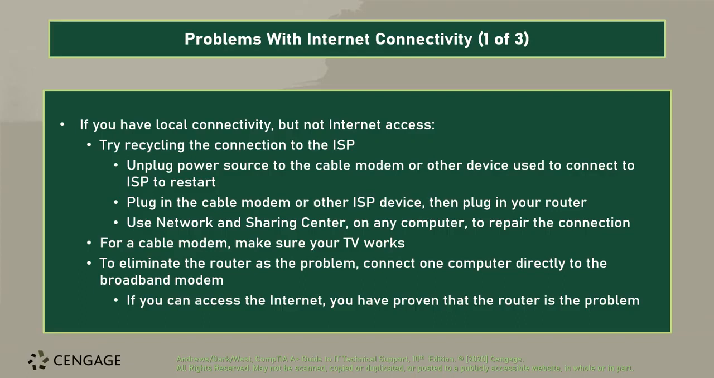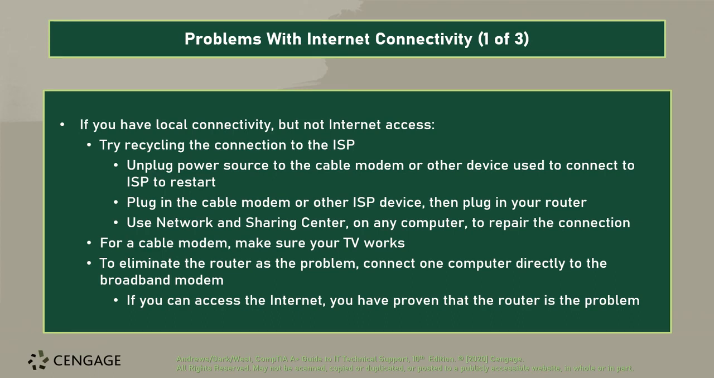If you have a cable modem and you have other services from your cable provider, make sure your TV works, or make sure that your home phone, if it's done through VoIP or things like that, will also work. Basically, what we're trying to do is make sure that we're not missing something obvious when one service from the same connection works and the others don't. To eliminate the router as a problem, we can go ahead and do what's called a direct ping. We can go ahead and connect the computer directly to the modem.